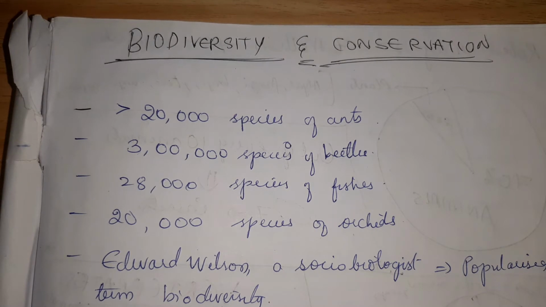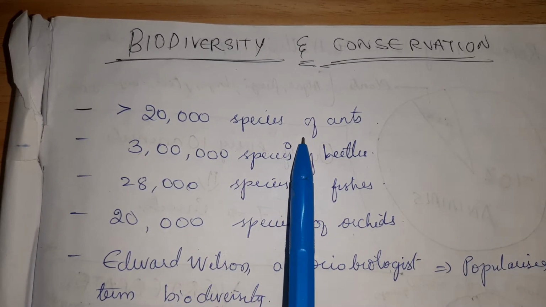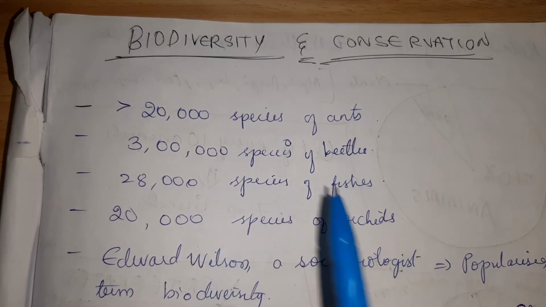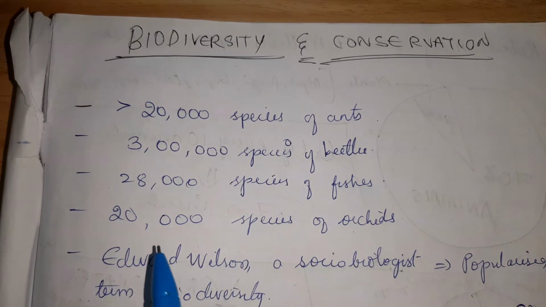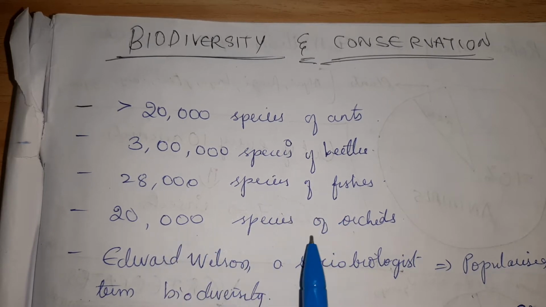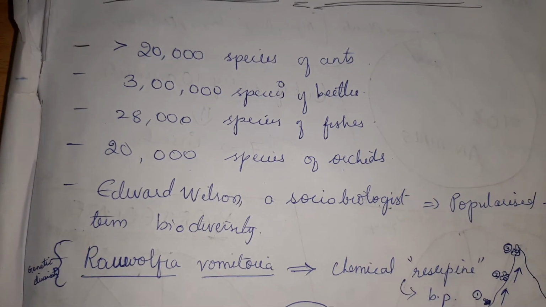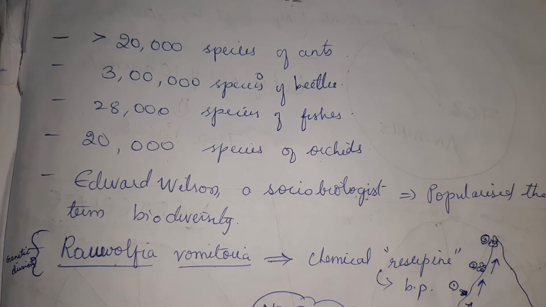So let's begin. We have more than 20,000 species of ants, 3 lakh species of beetles, 28,000 species of fishes, and 20,000 species of orchids in this world. Edward Wilson is a sociobiologist. He popularized the term biodiversity.